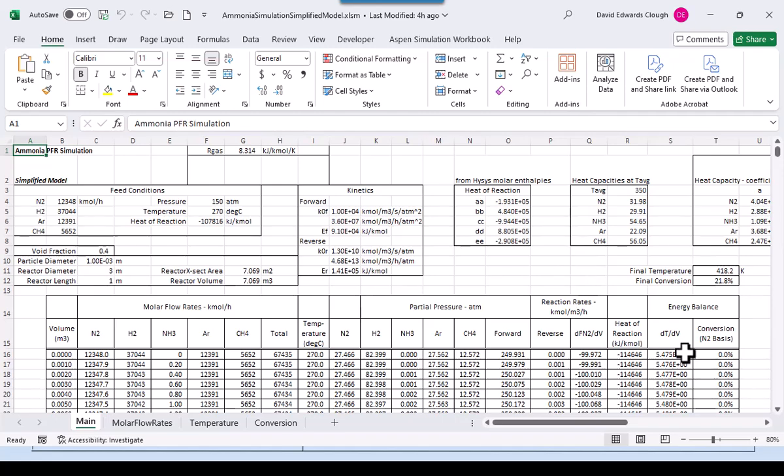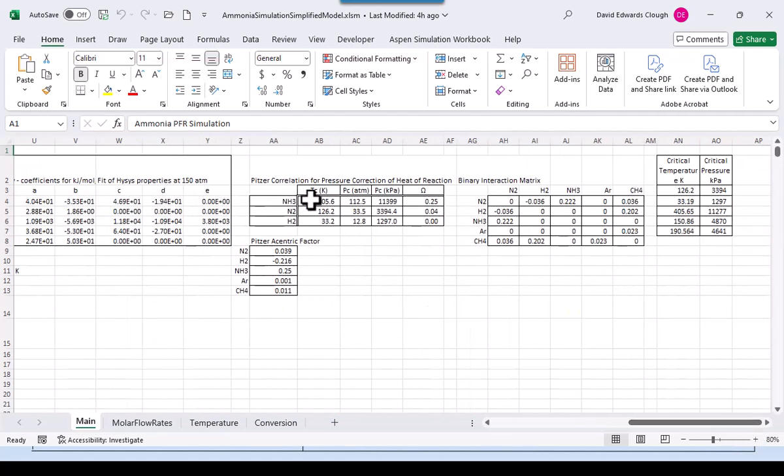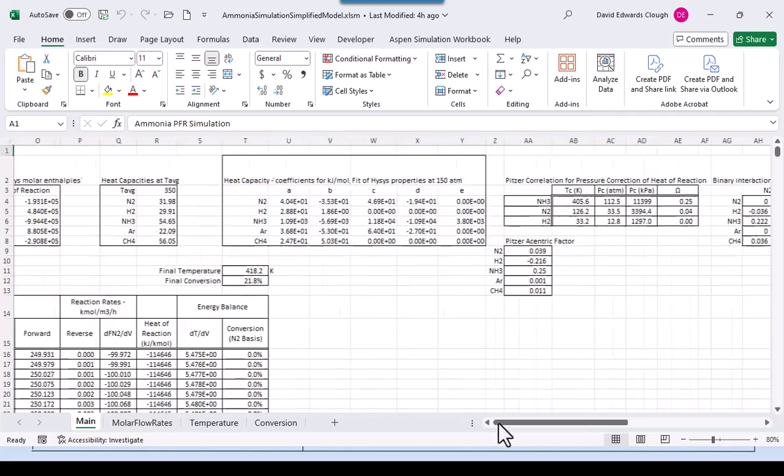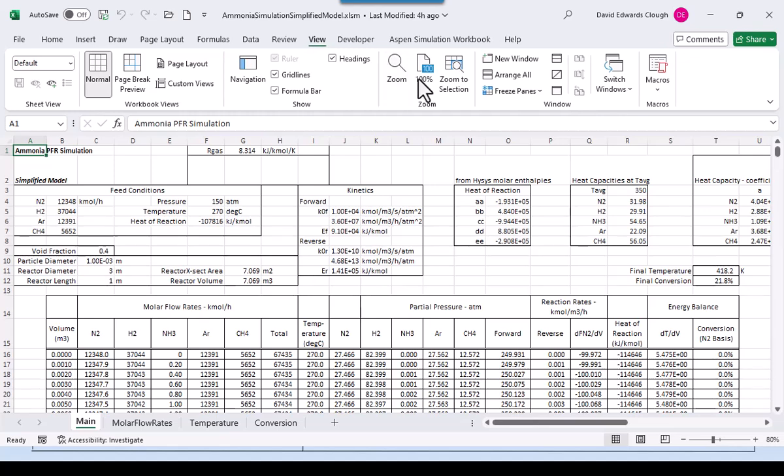And then if we go across, you'll see that we have more: we have the Pitzer correlation for pressure correction of heat of reaction. This is the binary interaction matrix. Here, the omega sub i's, the Pitzer acentric factors, and here are our critical temperature and pressure. So let us go to a little bigger zoom here.